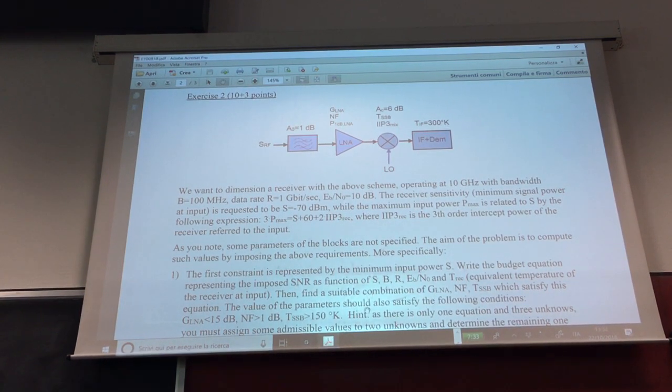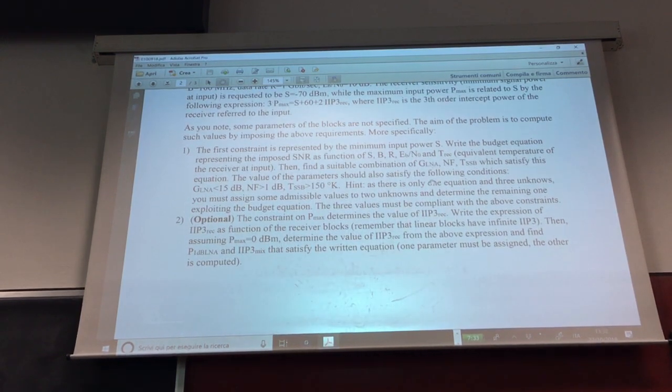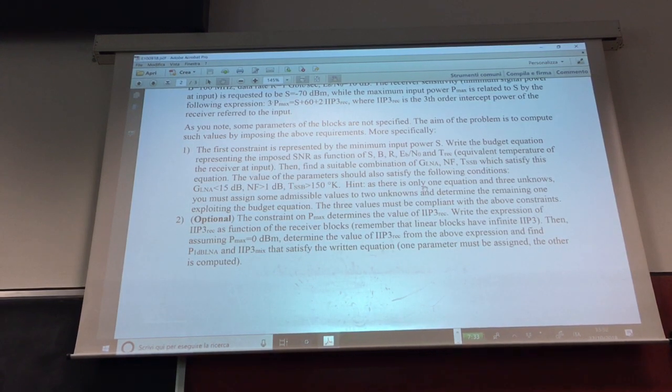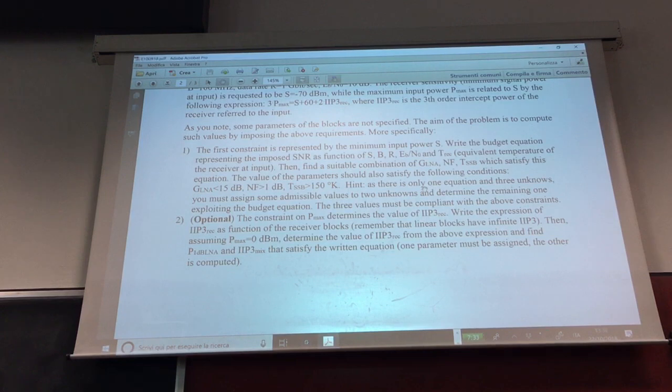Okay. So what we have to do here is to write the budget equation. The budget equation is a single equation. What we have to do is, by means of this equation, assign some parameters and obtain the others by means of the equation. We have to assign two parameters and obtain the last one, because we have three unknowns in this problem.